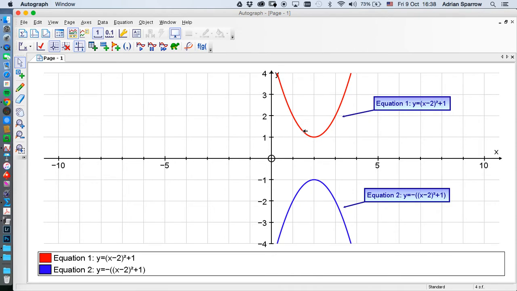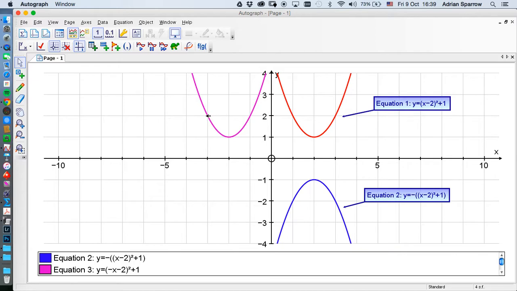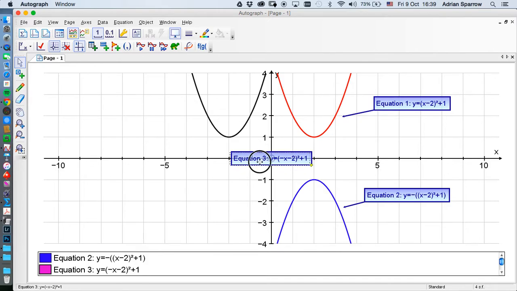Do it again, but this time I want to put a minus just in front of the x. So I'm going to type the equation in with y equals (minus x), and then type the function as usual, minus 2 squared plus 1. And this one has come over here, and this one is a reflection in the line x equals 0, or the y-axis. So when I put the minus in front of the x, it's a reflection in x equals 0, and the minus outside is a reflection in the x-axis.